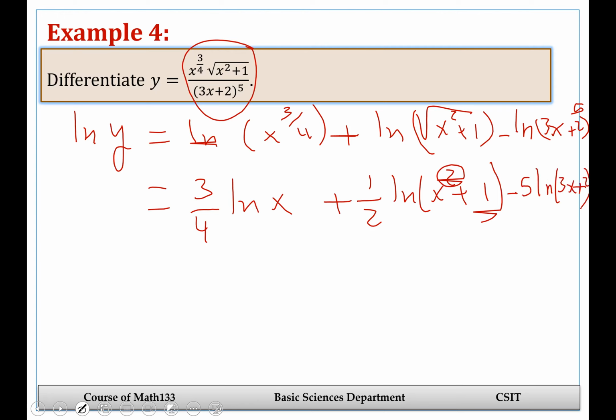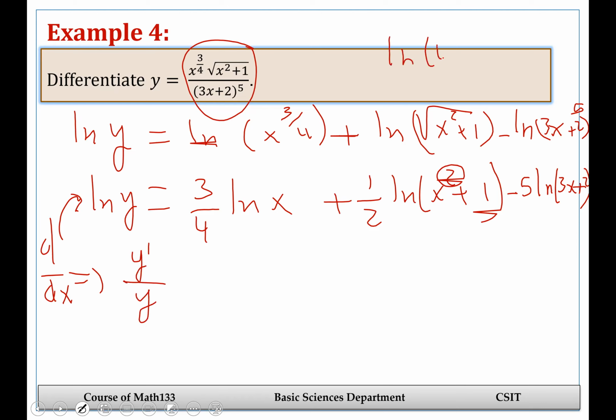Now we will take the derivative. This is ln y. So do d over dx of this equation here. The derivative of ln y is y prime over y. Remember the formula of the derivative of ln u of x.